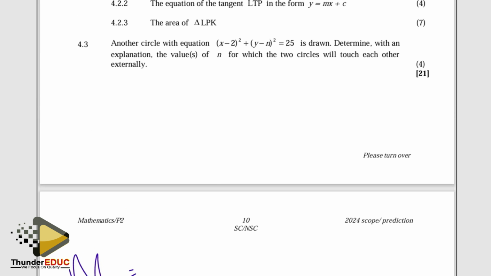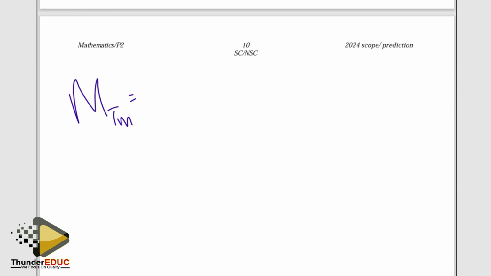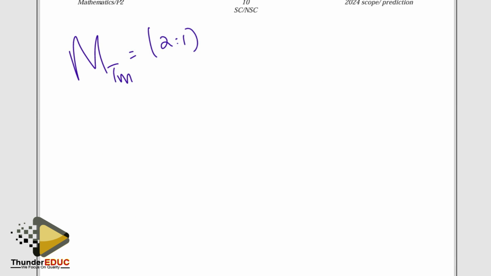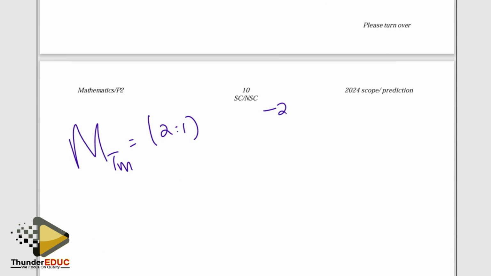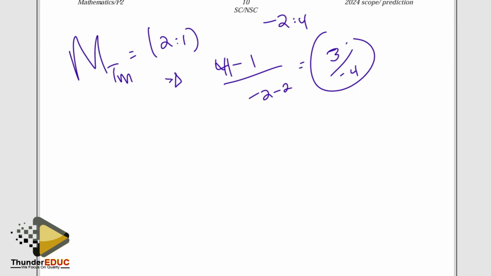I had my center values as 2 and 1, and this one was negative 2 and 4. So this is going to be 4 minus 1 over minus 2 minus 2, which is minus 3 over negative 4. Okay. Then the gradient of Lm, I'm going to multiply with the negative sign and switch around. It's going to be 4 over 3. Remember what we said, gradient of Tm times the gradient of Lm must give us a negative 1.